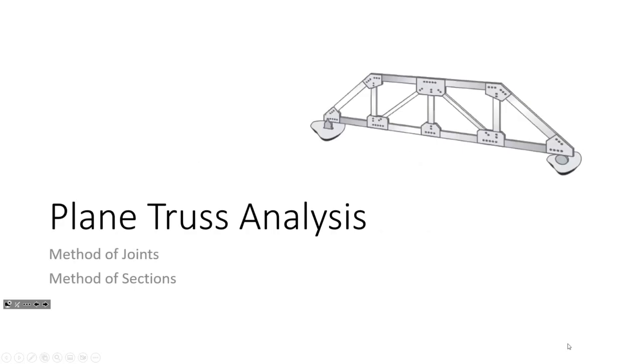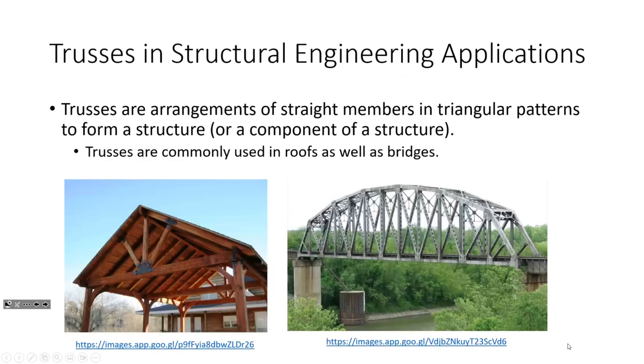Just to make sure we're all clear on trusses in general, last time I talked about the two main applications for trusses. You see them in roof systems, and you see them in bridge systems. Where trusses really shine is when you need to achieve longer and longer spans, because trusses are inherently stiff in terms of their weight. Their stiffness to weight ratio is very high, so you can get a lot of stiffness for not a lot of material.